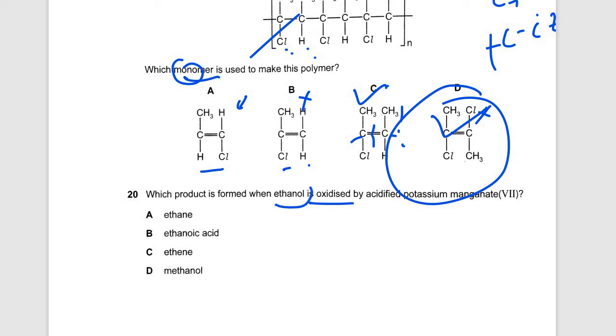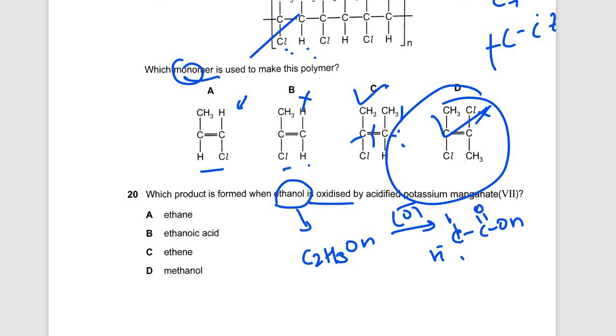Now question number 20: which product is formed when ethanol is oxidized? Very important: ethanol is an alcohol. What is the formula? C2H5OH. Now when it is oxidized, it will give you what? Ethanoic acid. Ethanoic acid means it should have carbon number 2, but it forms the acid group, the COOH group. See, the carbon number is the same, 1, 2. So it is ethanoic acid. Yes, this is the only possible one.